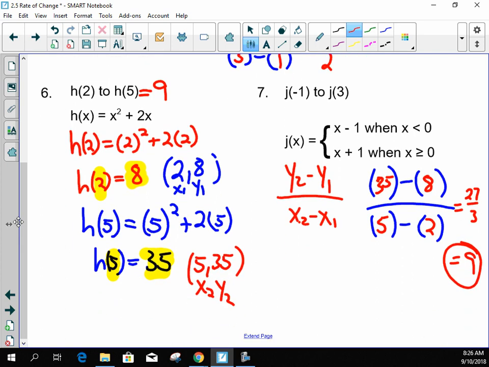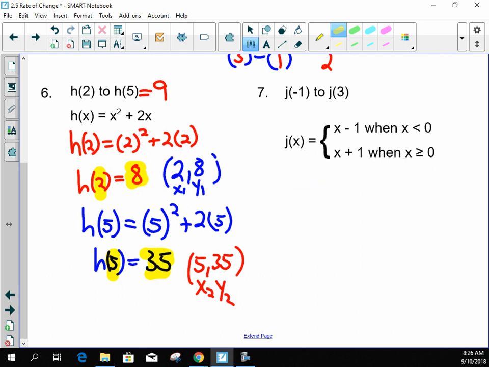Number 7, we've already done that type of number 7. So now I have -1, right? J of -1. Which one am I going to use? Put -1 right here. Is -1 bigger than 0? Nope. Not going to use this one. Is -1 less than 0? Yeah. So for that one, I'm going to use x minus 1.